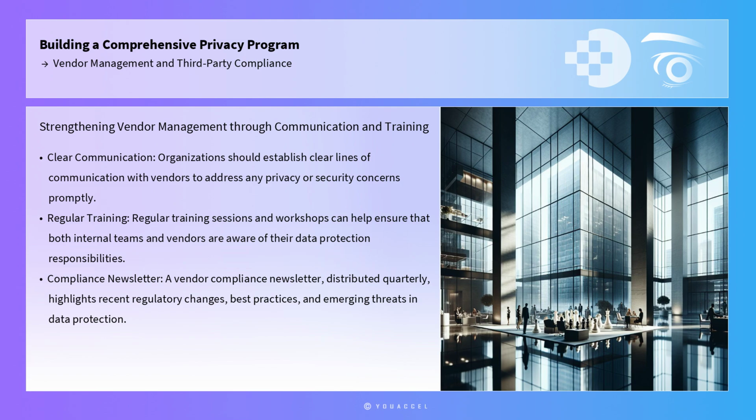Effective communication and training are vital to maintaining a strong vendor management program. Organizations should establish clear lines of communication with vendors to address any privacy or security concerns promptly. Regular training sessions and workshops can help ensure that both internal teams and vendors are aware of their data protection responsibilities and the importance of maintaining compliance with privacy regulations. A practical example is the implementation of a vendor compliance newsletter distributed quarterly, which highlights recent regulatory changes, best practices, and emerging threats in data protection.